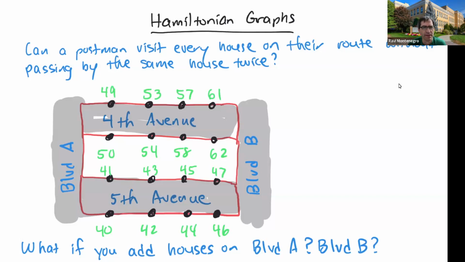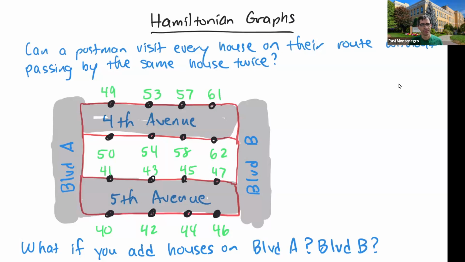We have a postman, and the postman has to deliver mail to some houses. In the graph you see on the screen, I've labeled this with a few streets, and I've marked out the addresses of the houses. For example, 49 on 4th Avenue is up in the upper left. So our postman needs to deliver to all the houses that are labeled in green and doesn't want to waste time by walking past the same house twice. So can this be done?